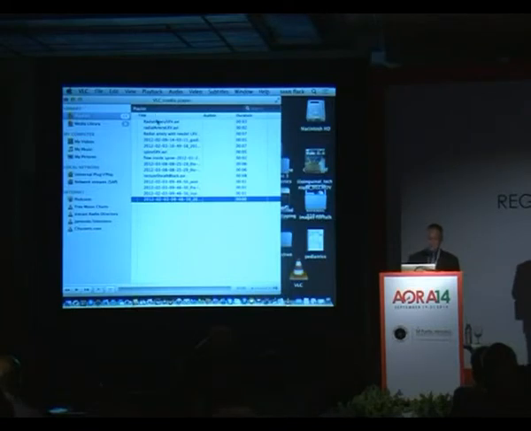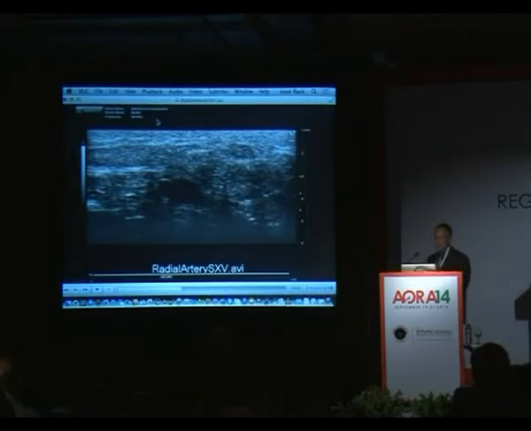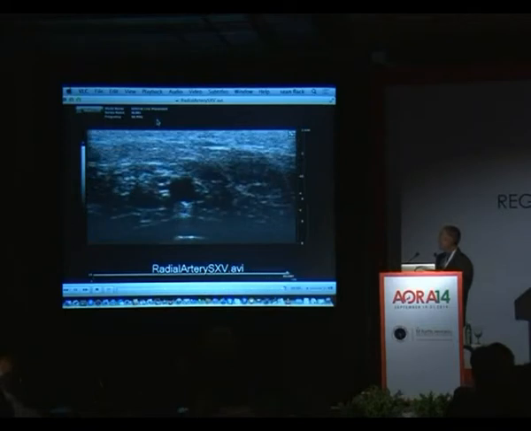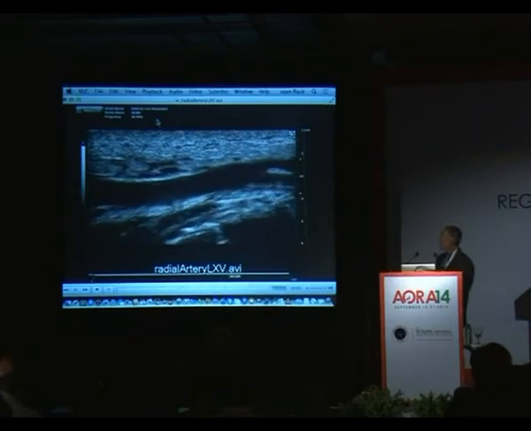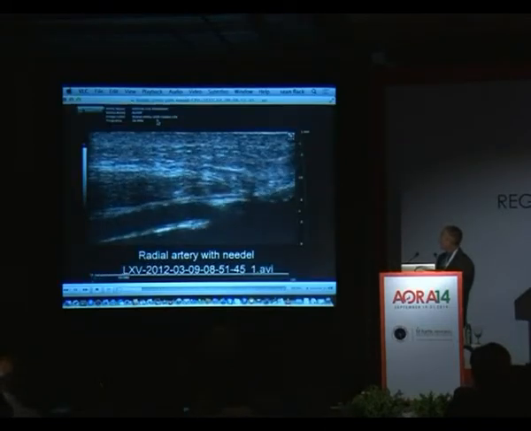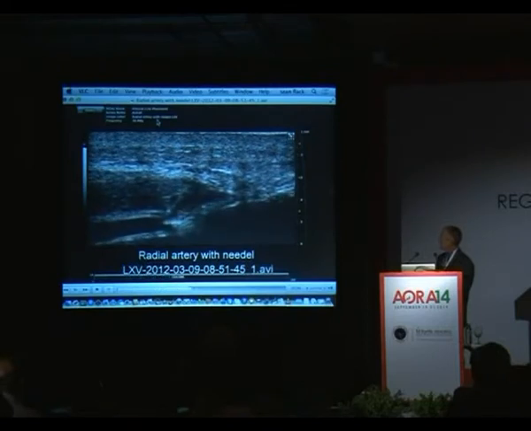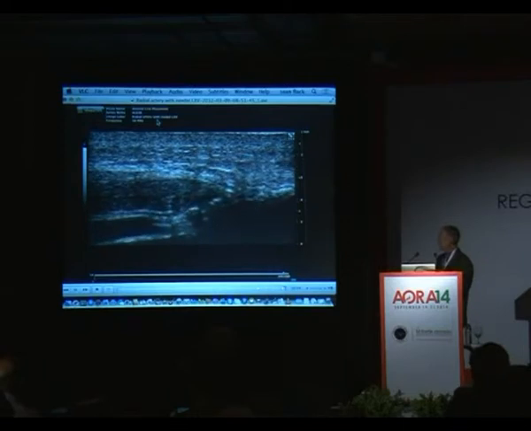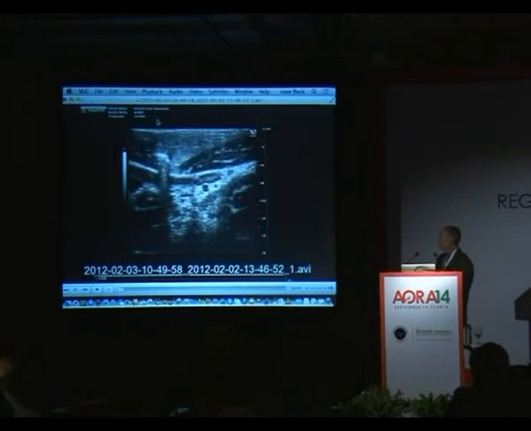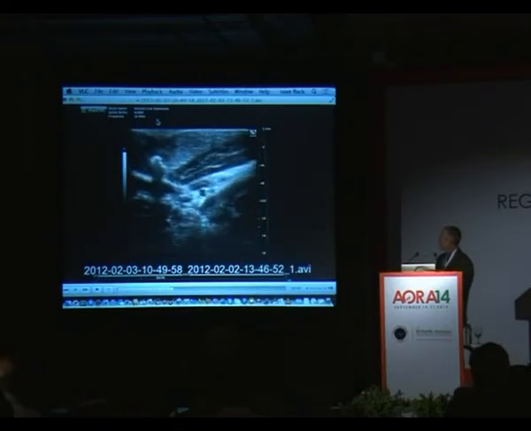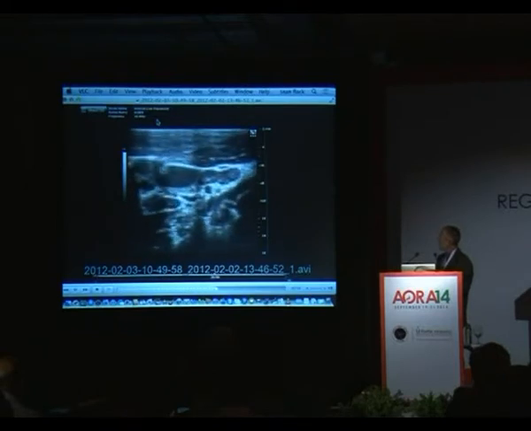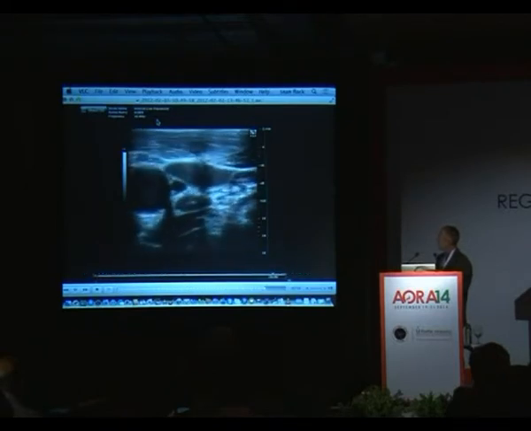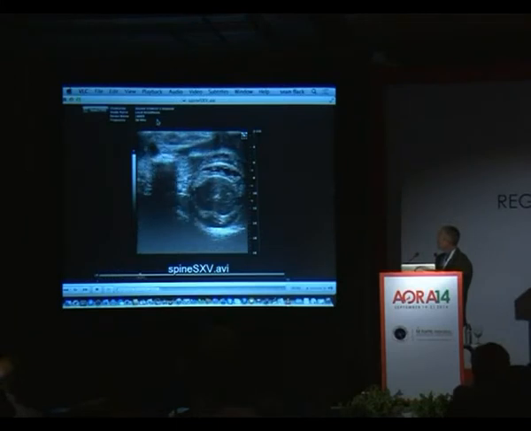So I'll run through those one more time now that you know what you're going to see. Radial artery, Seldinger technique for arterial line placement, needle, and then wire through the needle. Central venous line in the short axis view. Very striking images of the neuraxis.